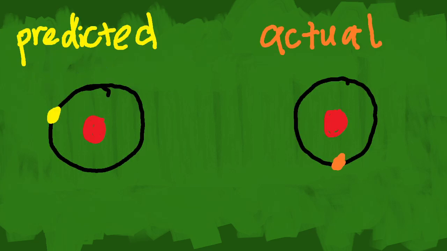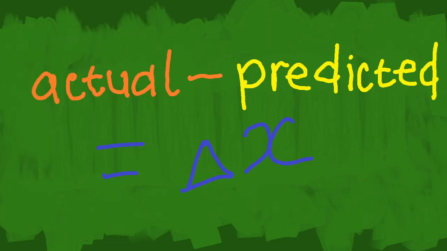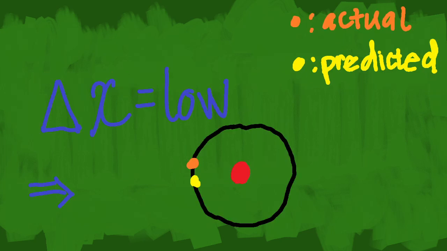If we predict the electron to be at point A, but the slippery little electron is actually at B, delta x is the distance between A and B.